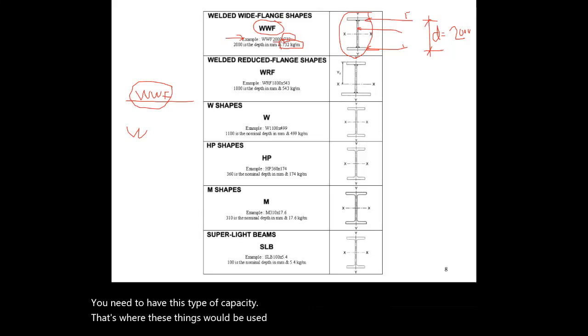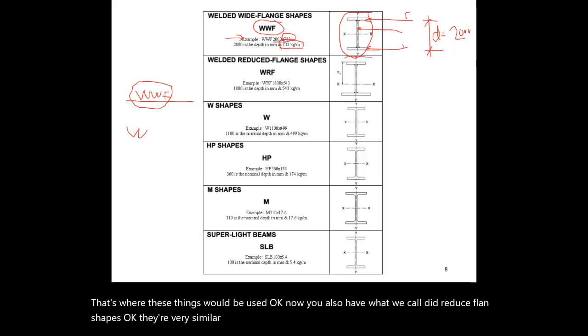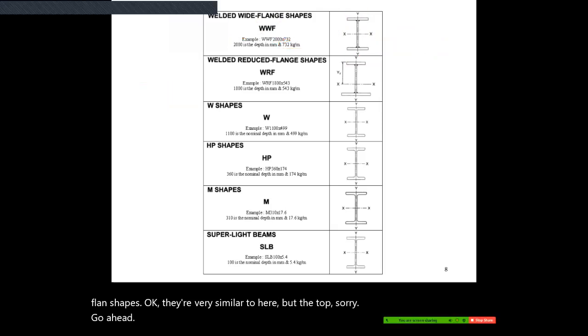Now, you also have what we call welded reduced flange shapes. They're very similar to here, but the top, sorry, I have a question. Go ahead. What is the difference between W shapes and welded wide flange? Why would you use the welded one instead of the other?